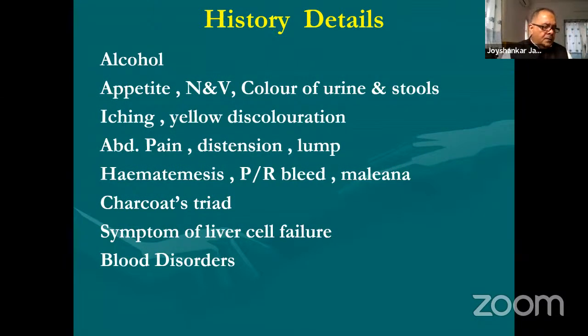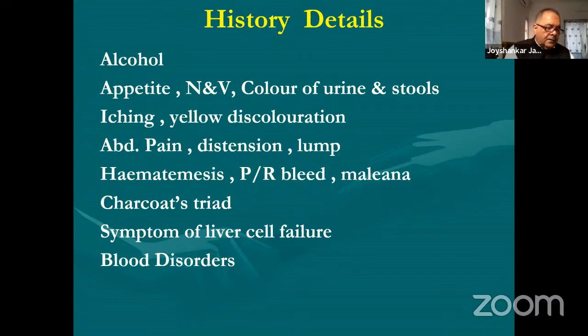If there's history of loss of appetite, nausea, vomiting, the color of the stools, the color of the urine, and the amount of urine produced. History of any abdominal pain, abdominal distension, and abdominal lump you can feel. Then if there's history of hematemesis, melena, or even per-rectal bleed, history of icterus, gynecomastia in males, and loss of hair and libido.